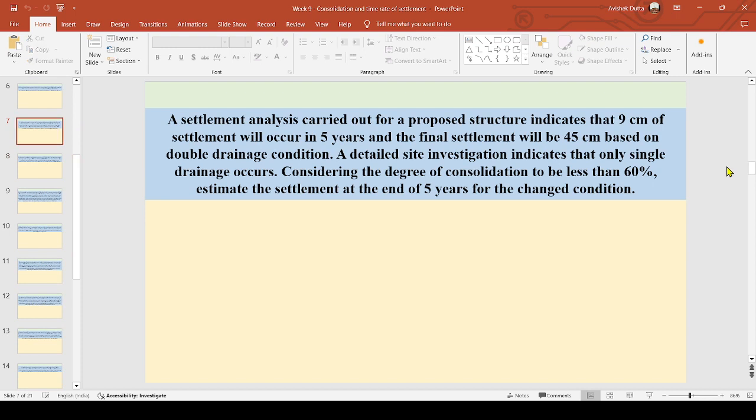A settlement analysis carried out for a proposed structure indicates that 9 centimeter of settlement will occur in 5 years and the final settlement will be 45 centimeter based on double drainage condition. A detailed site investigation indicates that only single drainage occurs. Considering the degree of consolidation to be less than 60%, estimate the settlement at the end of 5 years for the changed condition.